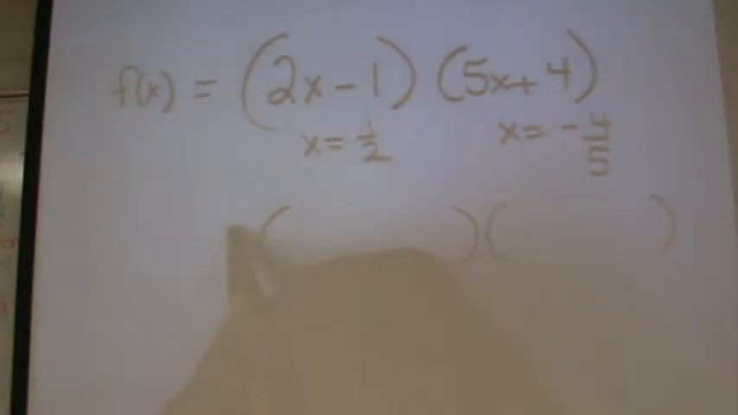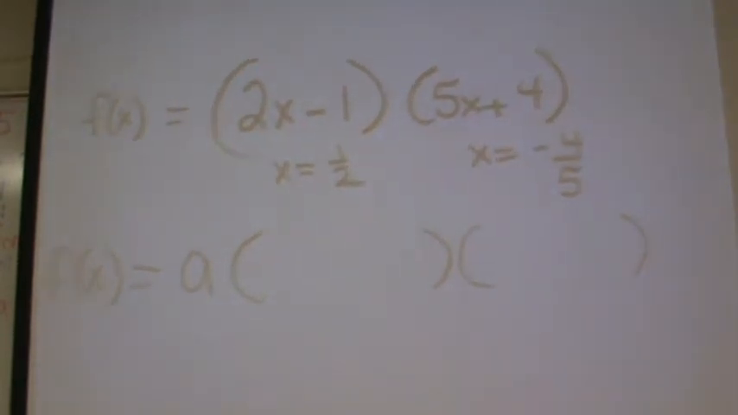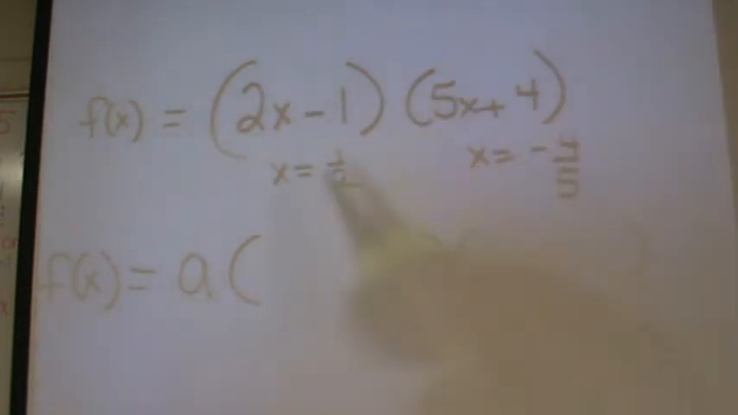This is what I need. I need an a. You guys know what the a is? I didn't give it to you. What's the a value? You have to do something in your head. It's 10, good job. You have to FOIL this times this, it's 10. So this is going to be a 10. What else? x minus 1/2 and x plus 4/5.